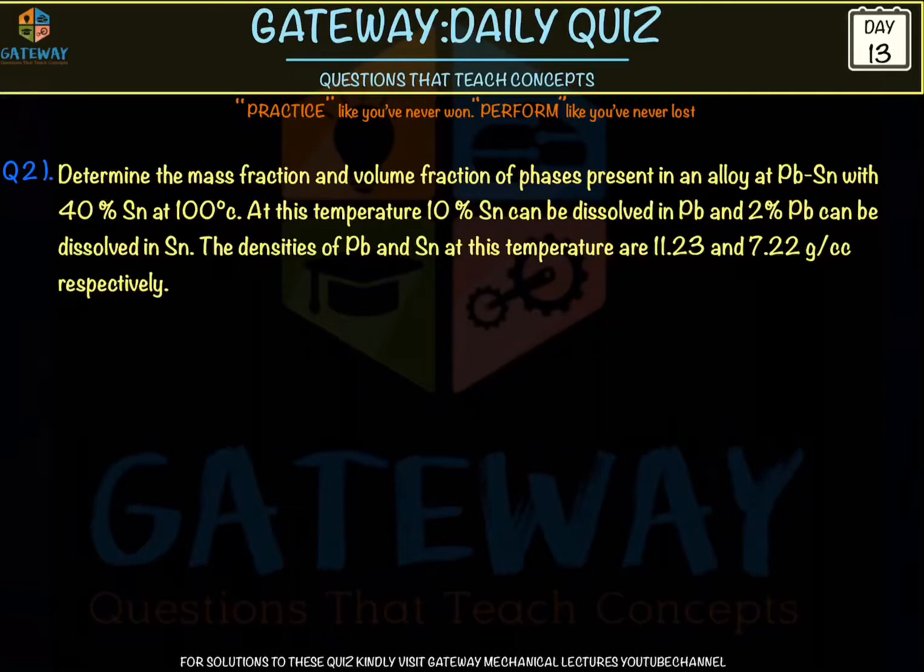At this temperature, 10% of Sn can be dissolved in Pb and 2% of Pb can be dissolved in Sn. The densities of Pb and Sn at this temperature are 11.23 and 7.22 gram per cc respectively. Right. So first, what is a PbSn mixture called? This PbSn mixture is an example of a partial eutectic system.